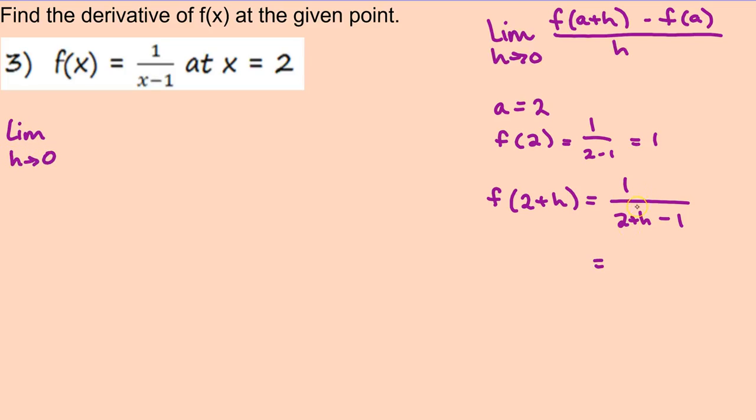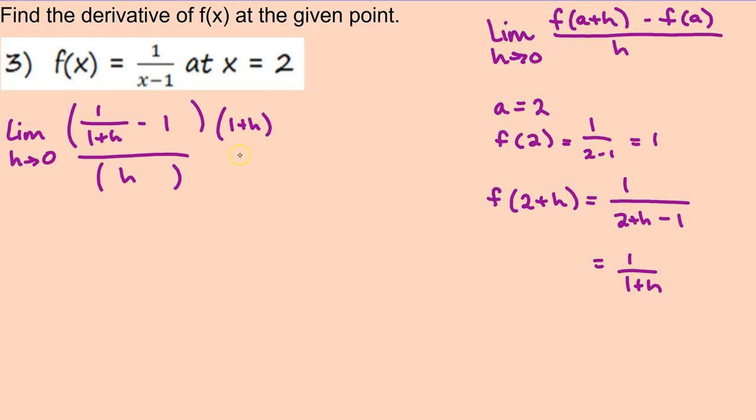By the way, 1 over 2 plus h minus 1, you can combine the 2 and the minus 1, so we just have 1 over 1 plus h. So we have the limit as h goes to 0 of 1 over 1 plus h minus f of 2 is 1 over h. Here's one of those scenarios where we have a fraction with fractions inside, so we're going to multiply the top and the bottom by 1 plus h. Of course, this is after you try direct substitution, and of course direct substitution leads you to 0 over 0, as it tends to do in these problems, so we're looking for a way to simplify.